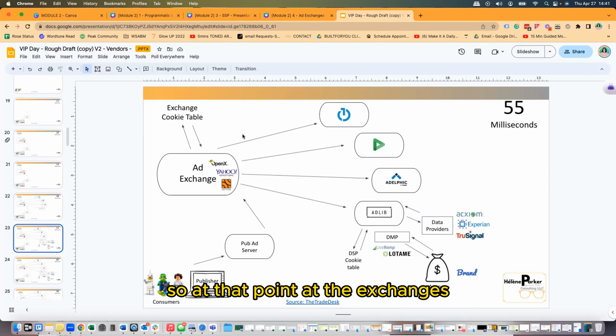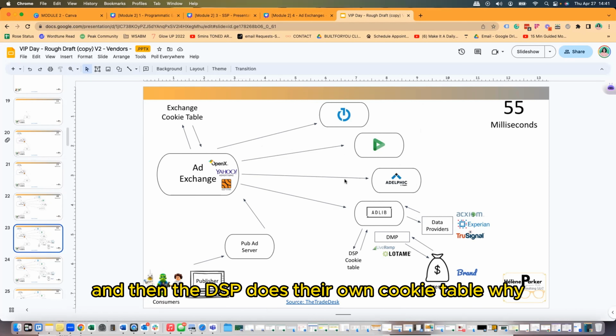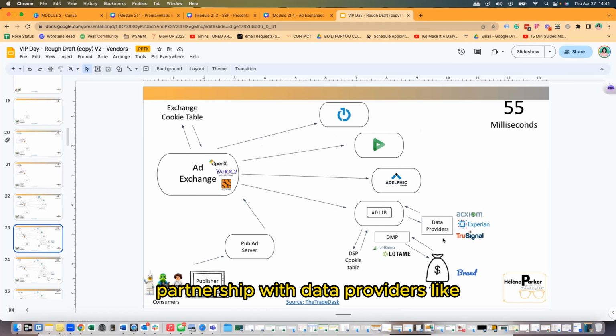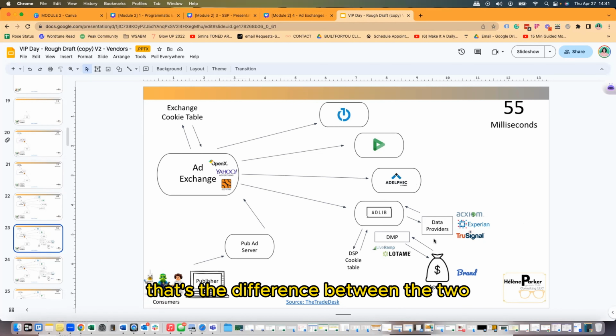Okay, so at that point, the exchanges can send the request like, hey, we have this audience available or this profile available. And then all of those DSPs are like, oh, bet. But at the DSP level, they're also going to do something close to a cookie table. So the ad exchange does a cookie table, and then the DSP does their own cookie table. Why? Because DSPs have direct partnerships with data providers like Axiom and TrueSignal. Remember, those are the Salt Bay people. They enhance targeting for us. And so we have access to data providers and DMPs. Okay, that's the difference between the two.